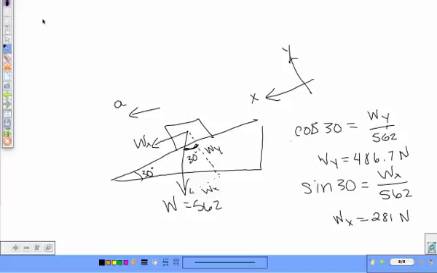How would we find the acceleration? We're going to have to sum up the forces in which direction? X direction. And what do we have? Wx, right? Do we have any other forces in the x direction? No. So that's it. And what does that equal?